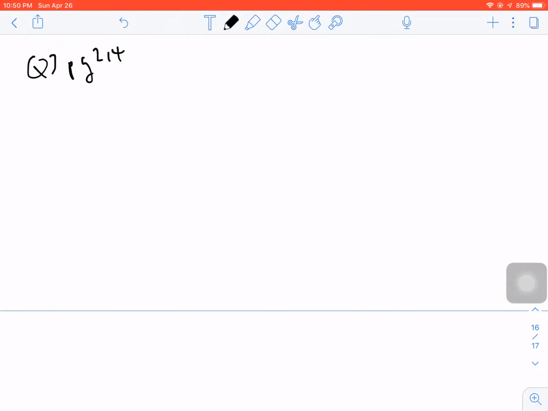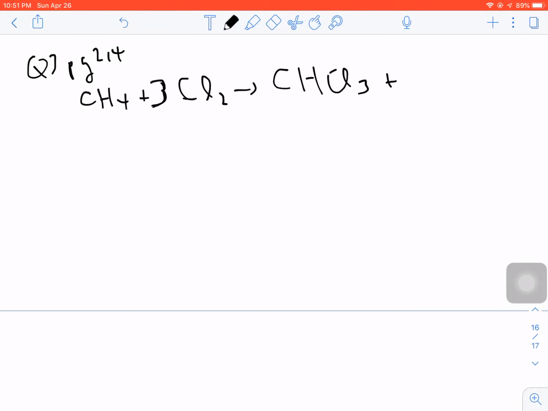All right, so in question 3, we've got a chemical called carbon tetrahydride, CH4, reacting with chlorine gas. And we're going to make the chemical that we're trying to make, which is called chloroform, plus 3 hydrogen chlorides.